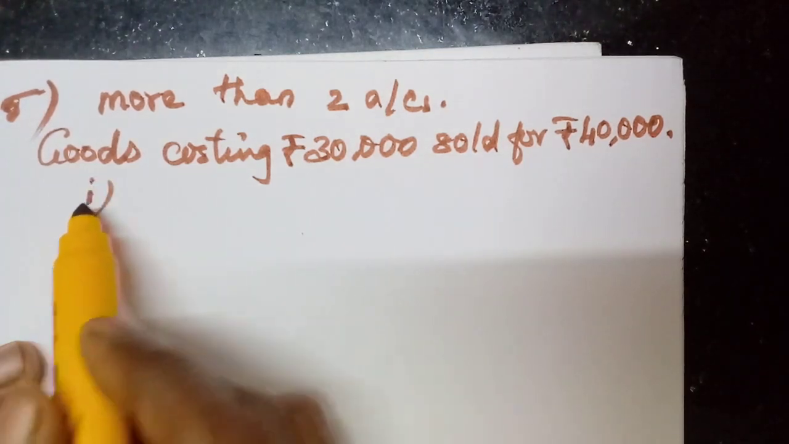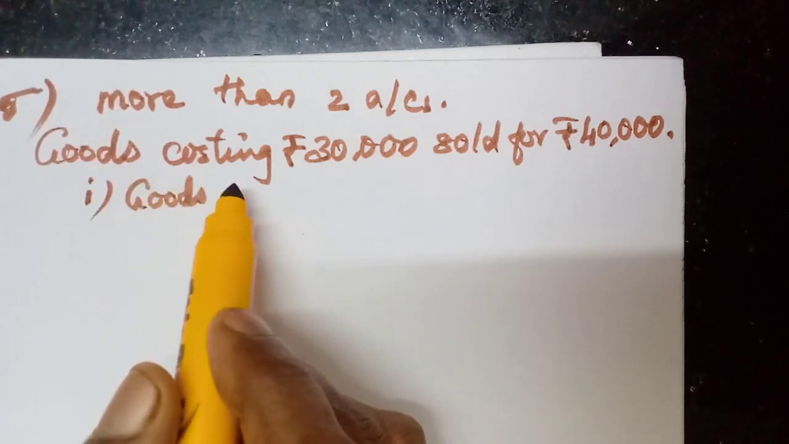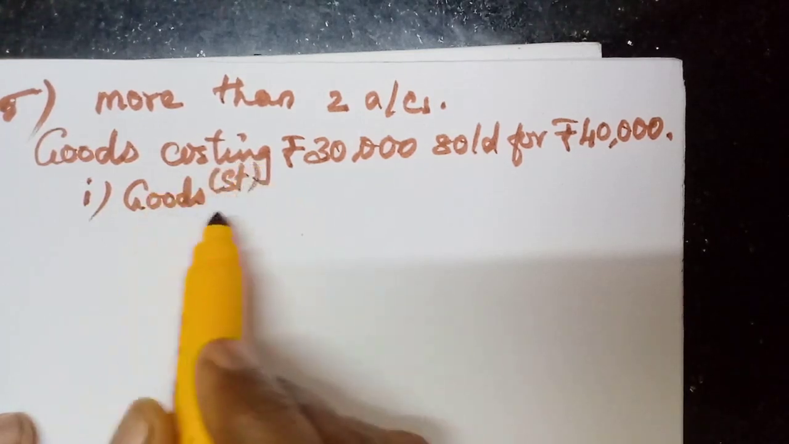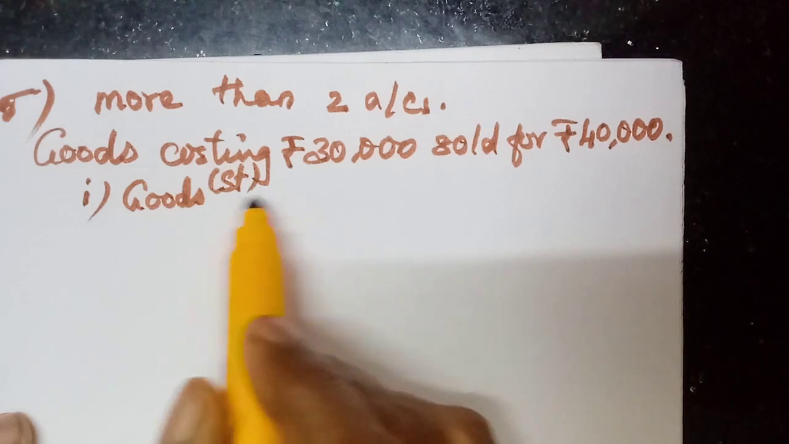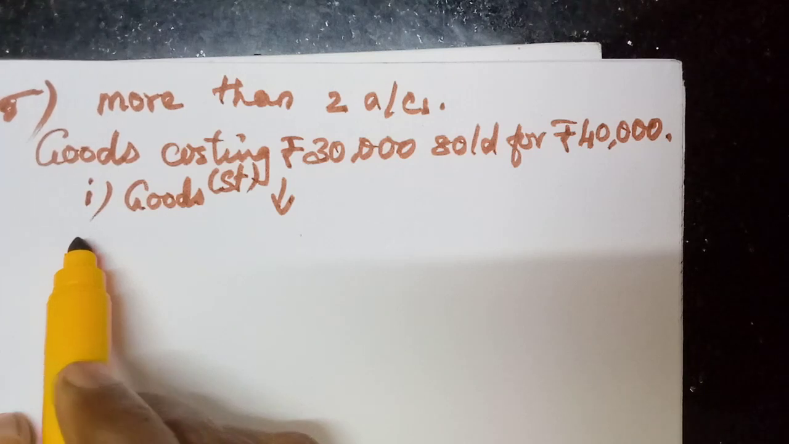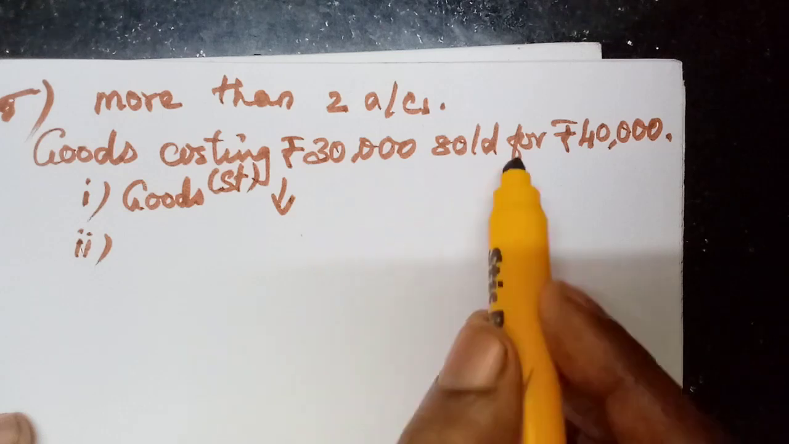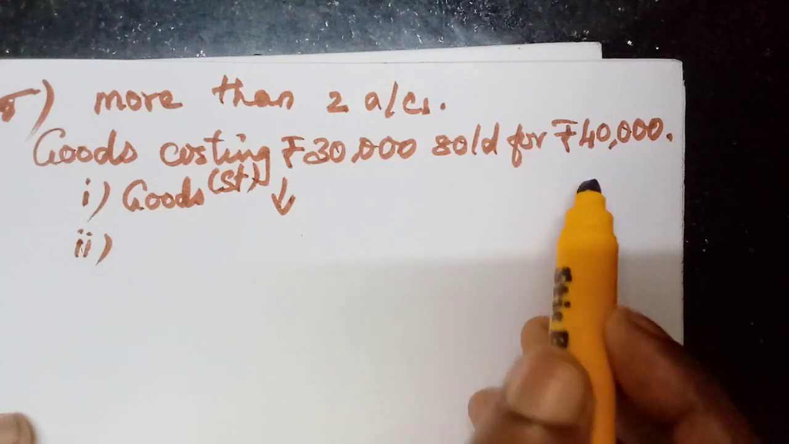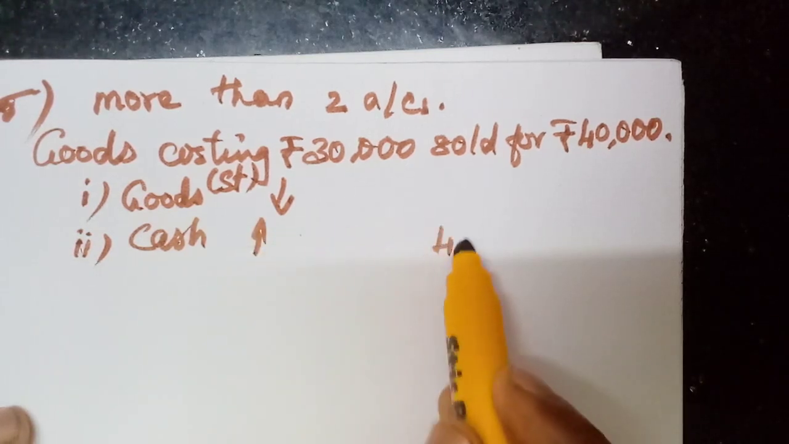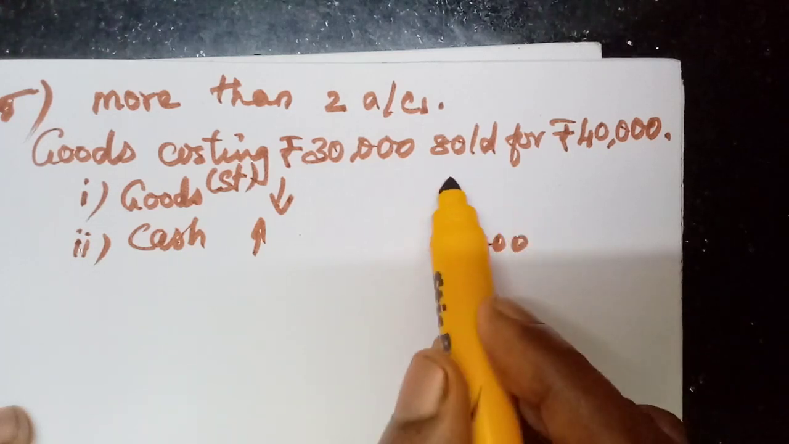Okay. One is goods. We never say goods, we say stock. In this accounting equation we will say this is stock. It is reducing, isn't it? Stock reducing. Then we are selling, isn't it? Nothing is told whether it is cash or credit, so here we can consider that we are selling for 40,000 cash. So cash is increasing. Cash how much? 40,000. Okay. How much goods are we selling? 30,000.